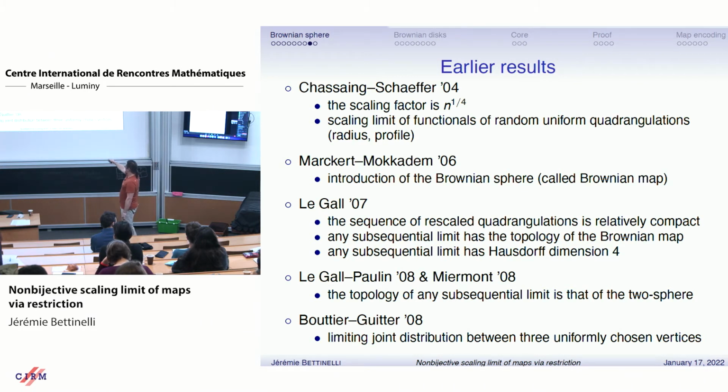Well, Gregory also showed the same result by another approach, really kind of a backward approach of what Jean-François and Paulin did. And also in 2008, Bouttier and Guitter look at what we call the 3-point function, which is the limiting joint distribution between 3 points. So you take 3 points in your random quadrangulation, and you look at the limit.